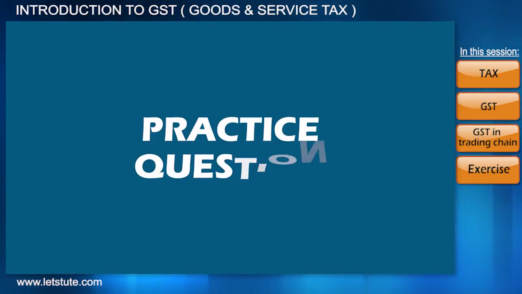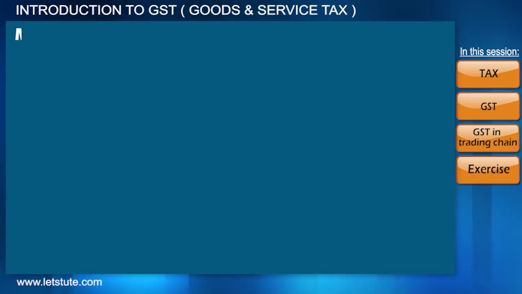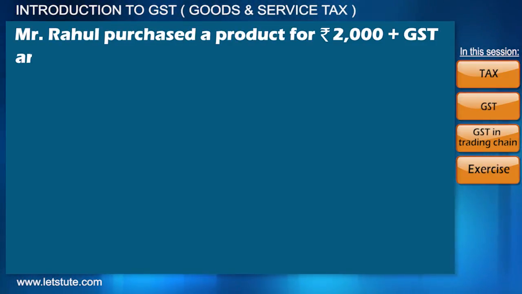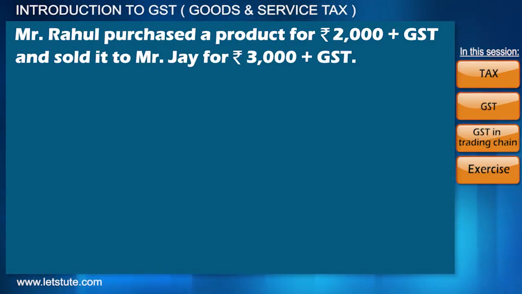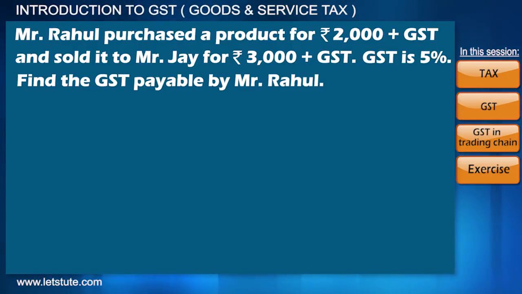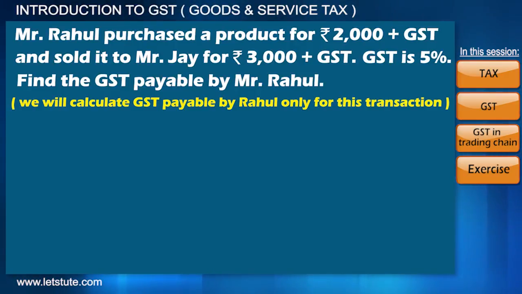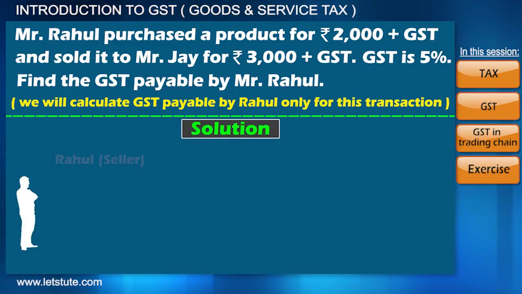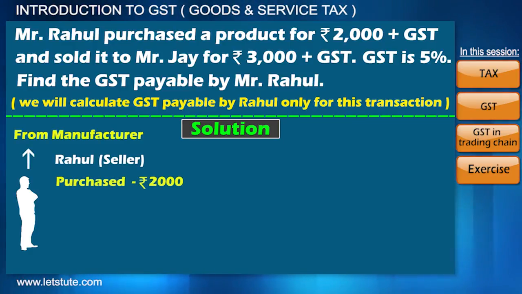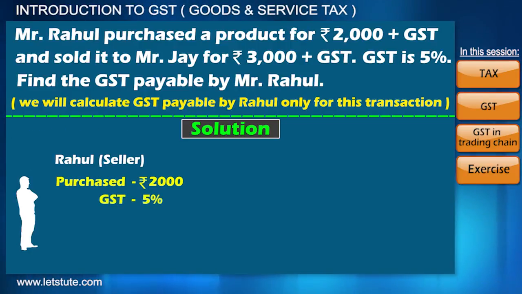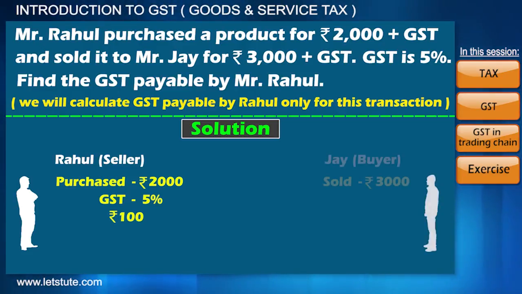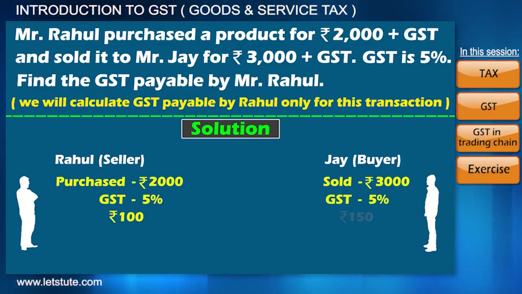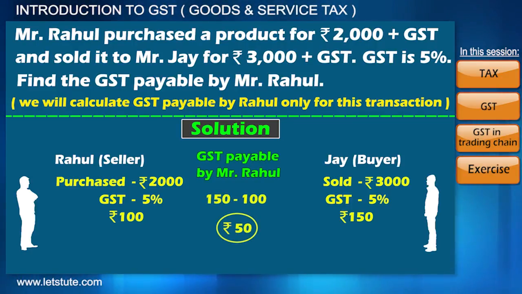Let's practice a simple question and check the understanding of the concept. Mr. Rahul purchased a product of rupees 2000 and sold it to Mr. Jay for rupees 3000. GST is 5%. Find the GST payable by Mr. Rahul. So here GST payable refers to the amount payable to the government. Okay? Now, Rahul may be any of the mediator. For example, he may be wholesaler or retailer. And he purchased it for rupees 2000 by paying 5% GST, which is 100 rupees. And now he sold it to Jay for rupees 3000. So he will be collecting a GST of 5% on 3000, which is 150 rupees. So the GST payable by Mr. Rahul will be rupees 50, right?